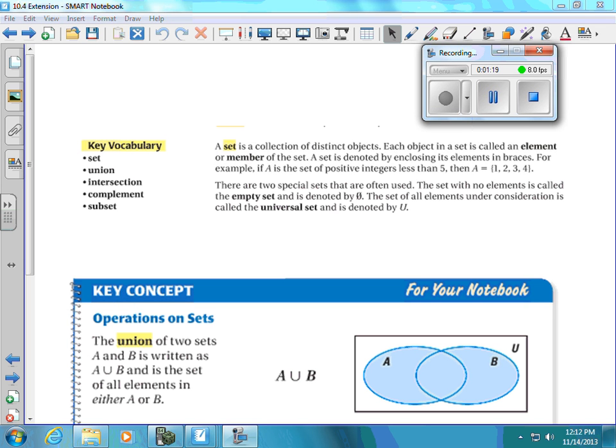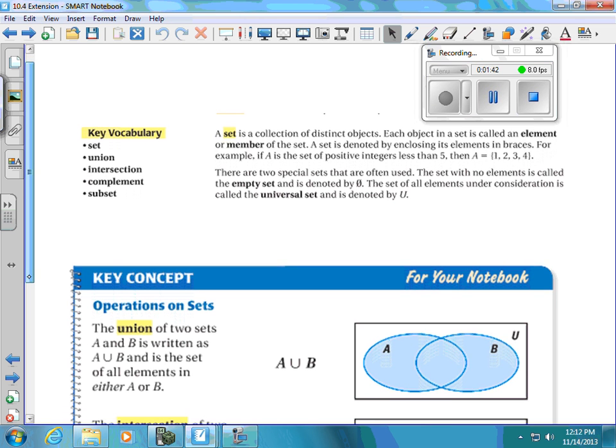There are two very special sets that are often used. The set with no elements is called the empty set. I've also heard it called the null set, and it's denoted by a 0 with that diagonal line through it. The set of all elements under consideration is called a universal set. So the universal set is U, and that means everything in that whole realm of possibilities.